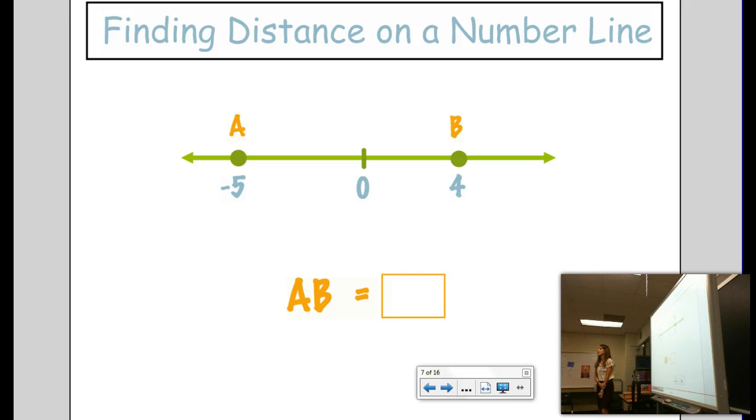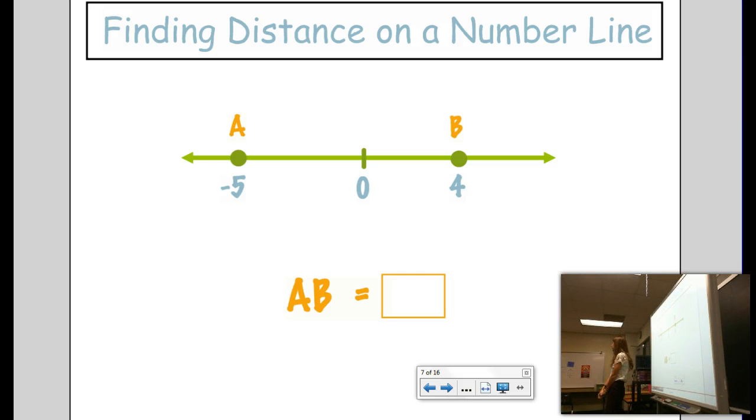Okay, I need you to get out finding distance on a number line. So now we are on a number line. I don't have all the tick marks, but you can envision them there, right? There's a tick mark at every number, or however many intervals you want. So what if I wanted to find out how far it is from A to B? Do I add these numbers together? Do I subtract these numbers? Do I add them? Okay, -5 plus 4. That's -1. Do you agree that the distance from A to B is -1?